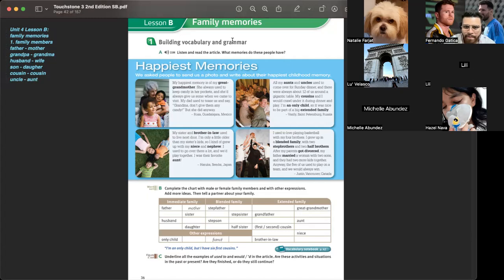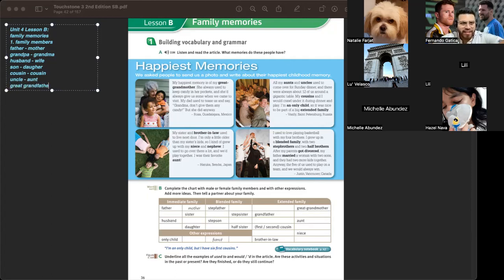Exactly, exactly. How do I say bisabuelo? Great grandfather. Exactly. Good job, Natalie. ¿Y bisabuela? Great grandmother. There you go. Good, good, good.